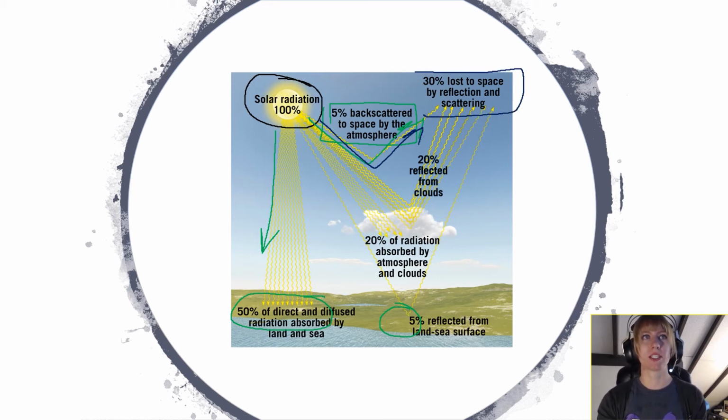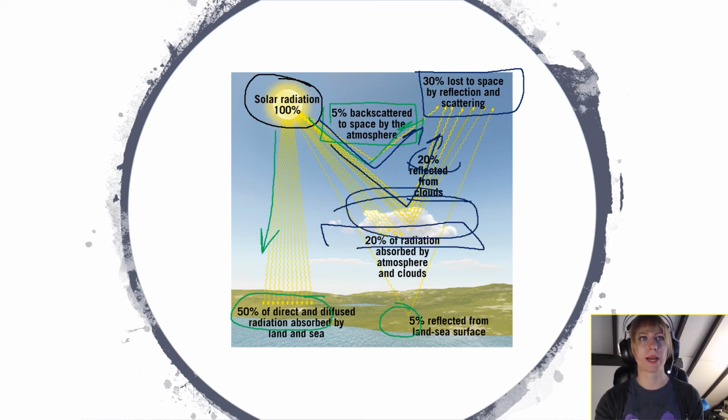30% is initially lost to space by reflection and scattering. Okay, you're going to have 20% reflected due to clouds, and 20% will be absorbed by said clouds, and then sometimes, depending on how the molecules are made up, they'll just scatter. So that's backscatter versus reflection. A cloud reflects, the molecules in the atmosphere itself will scatter.